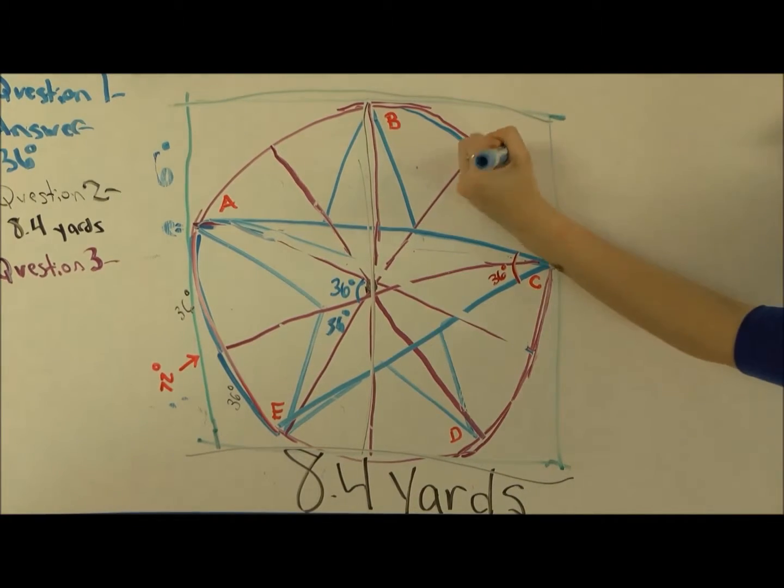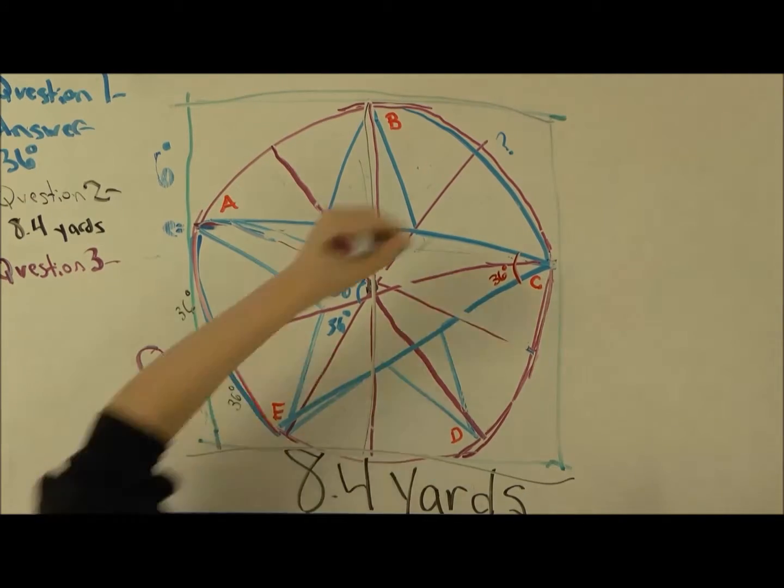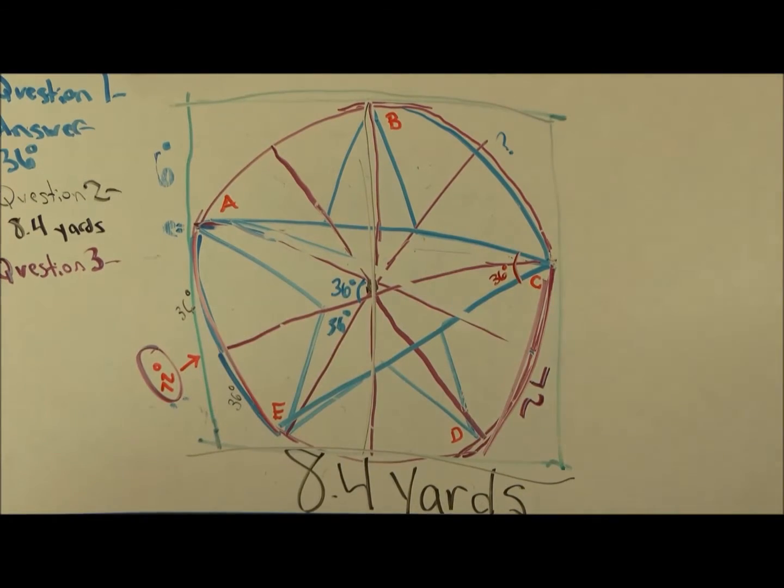Question 3, what is the distance along the outer edge of the courtyard between two consecutive points in the star? We find that by combining two lines, which gives us the arc of 72, which is the distance.